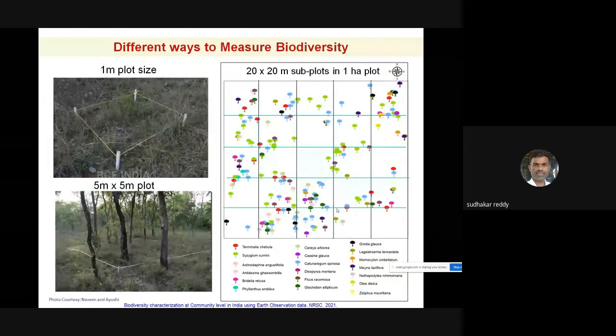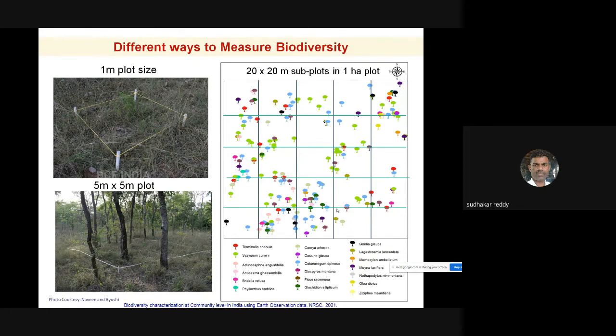Then what are the ways to measure biodiversity? In the case of plants, the 1 meter plot size is convenient and suitable for grasslands and also for herbaceous vegetation. But once you come to woody vegetation and forest ecosystems, the diversity is very high, and a plot size of 1 meter or 5 meter or 10 by 10 meter may not be sufficient. So in this slide, I am showing the importance of a large plot like 1 hectare, and here I have shown subplots of 20 by 20 meter in a 1 hectare area.